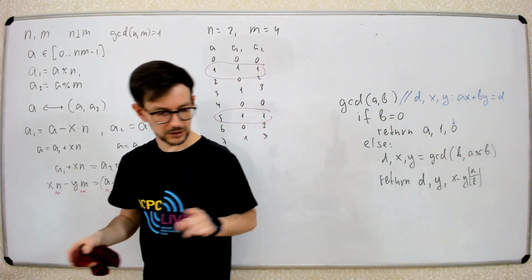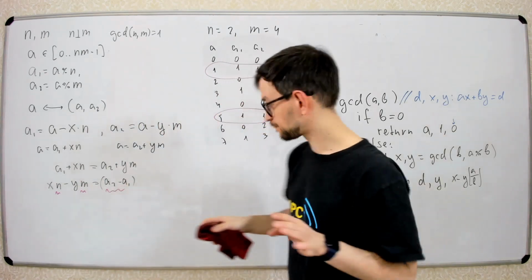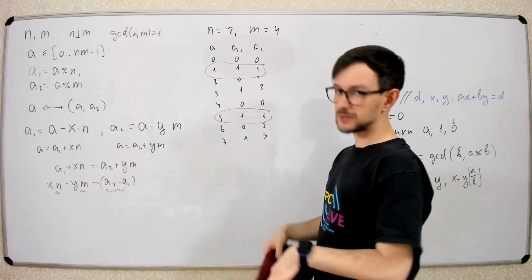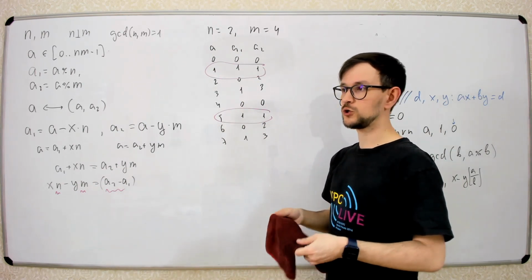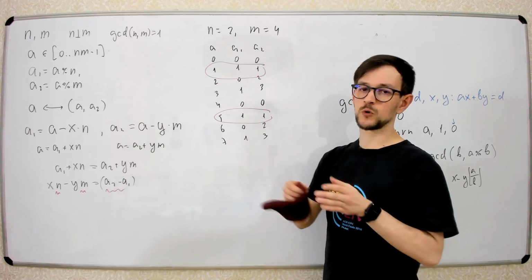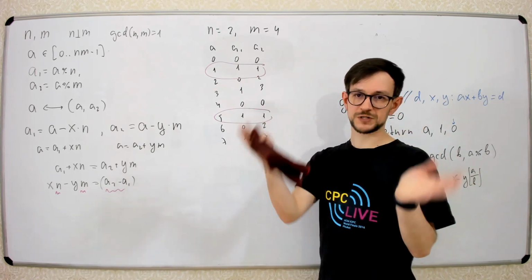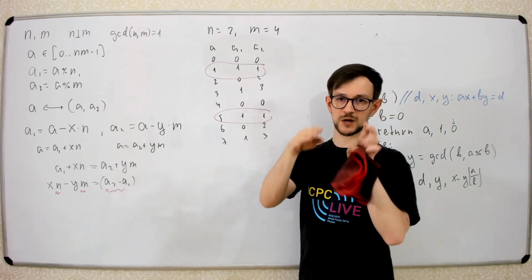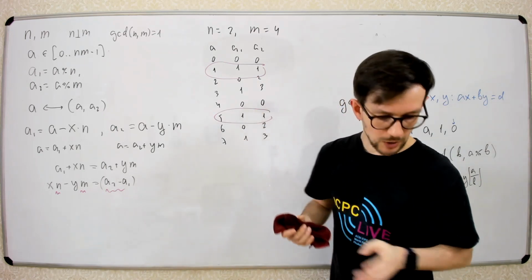Let's talk about modular arithmetic. Sometimes you want to make arithmetic operations not for all possible integer numbers, but for some small set of integer numbers. So we want to make all operations just by some modulus. So how does modular arithmetic work?